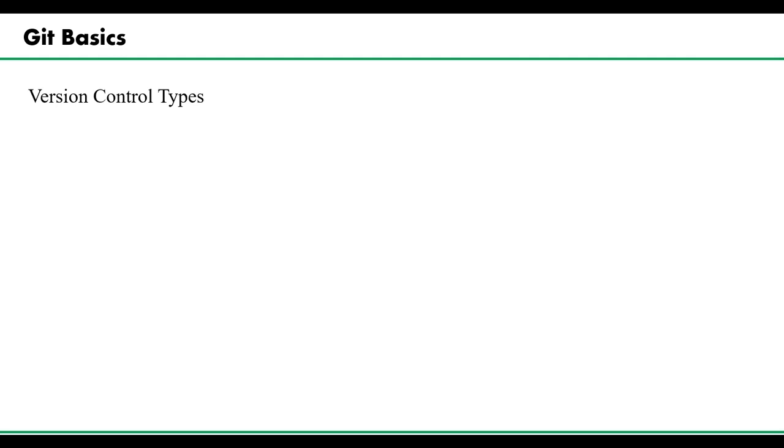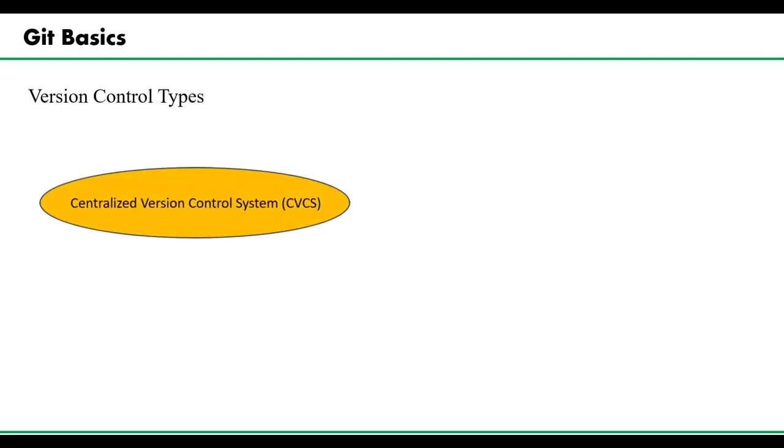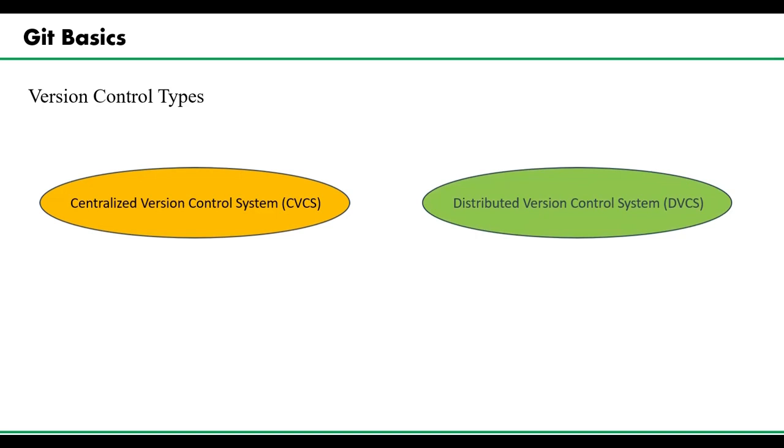So we have two different types of version control. The first type is the centralized version control system, or CVCS, in which a central server stores the entire code base, and developers check out code to work on it. And there is another type, which is the distributed version control system, or DVCS, in which each developer has a complete repository, enabling offline work and faster access to history.